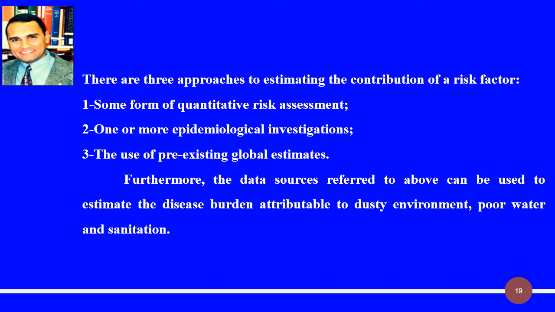There are three approaches to estimating the contribution of risk factors. Number one, some form of quantitative risk assessment. Number two, one or more epidemiological investigations. Number three, the use of pre-existing global estimates. Furthermore, the data sources referred to above can be used to estimate the disease burden attributable to the study environment, such as poor water and sanitation.